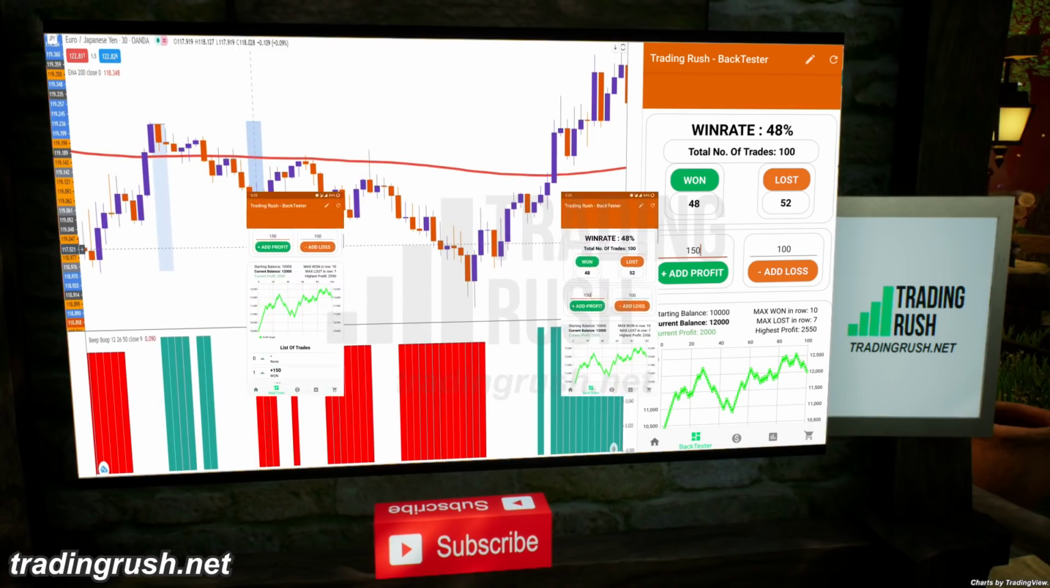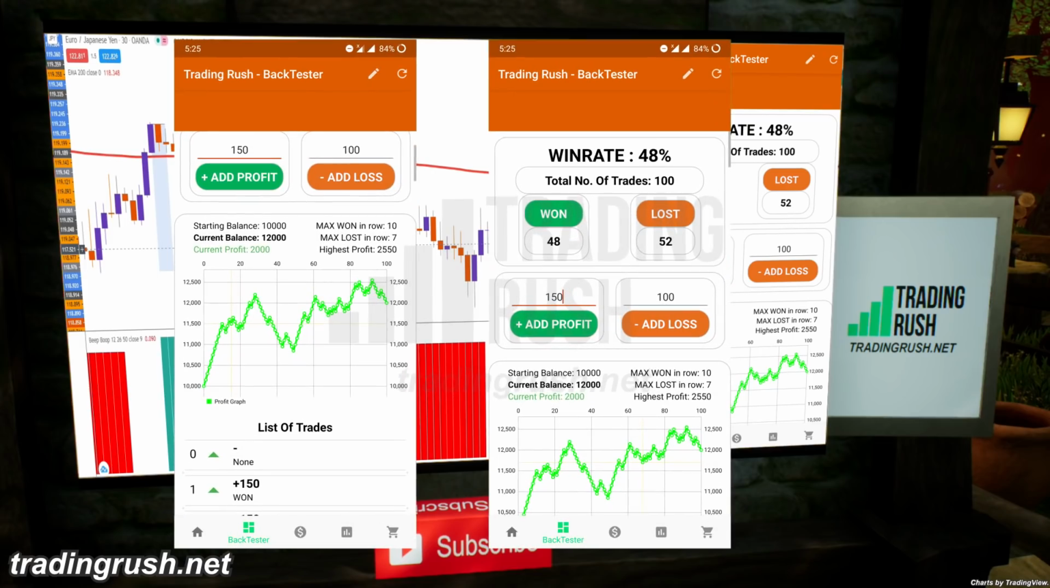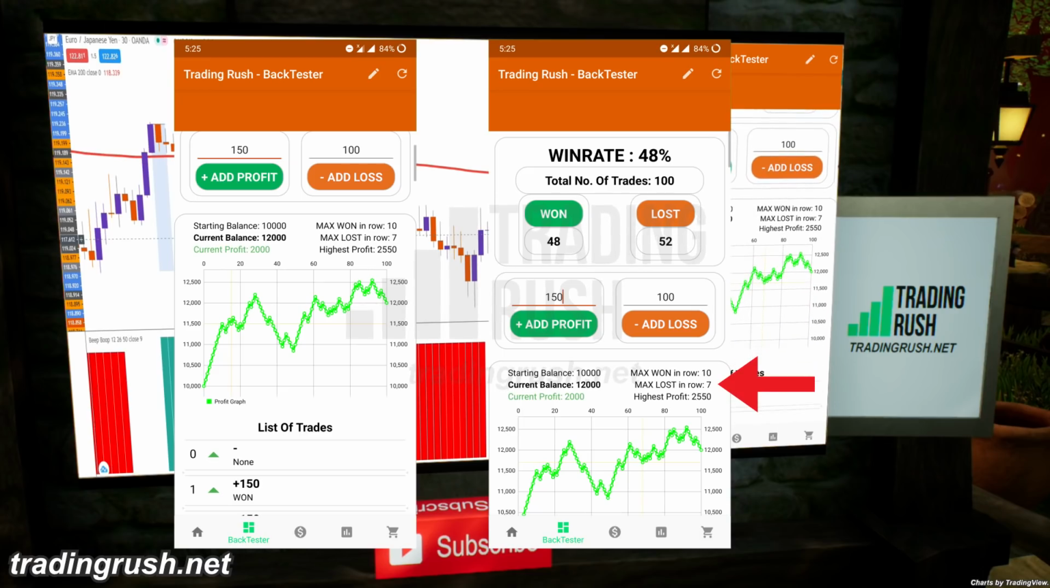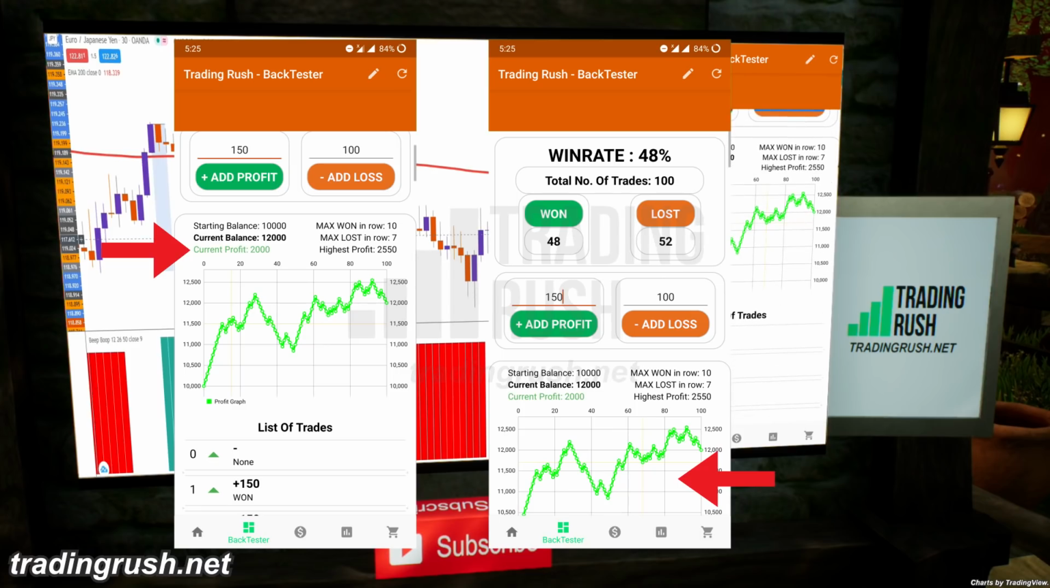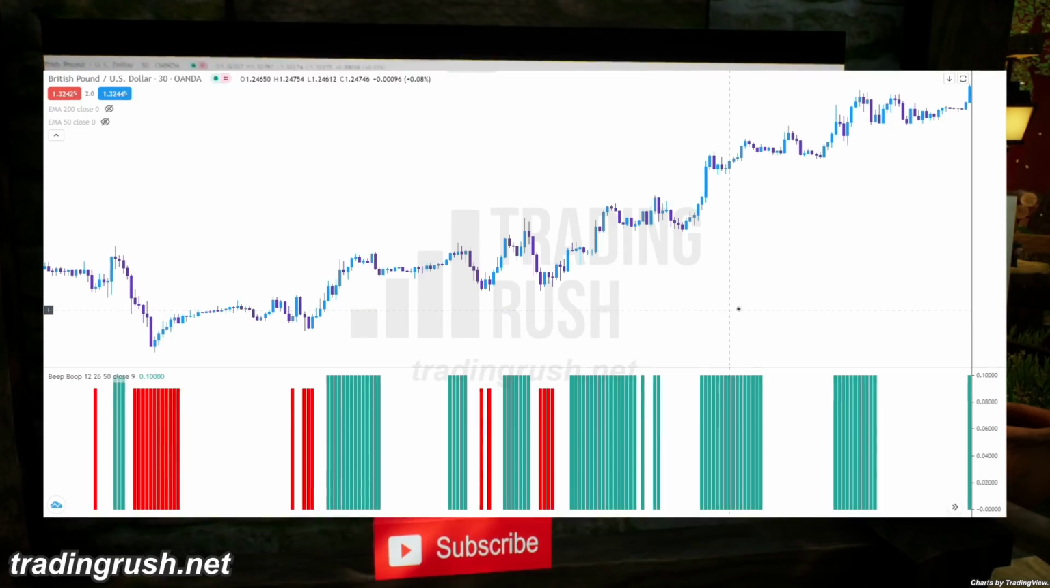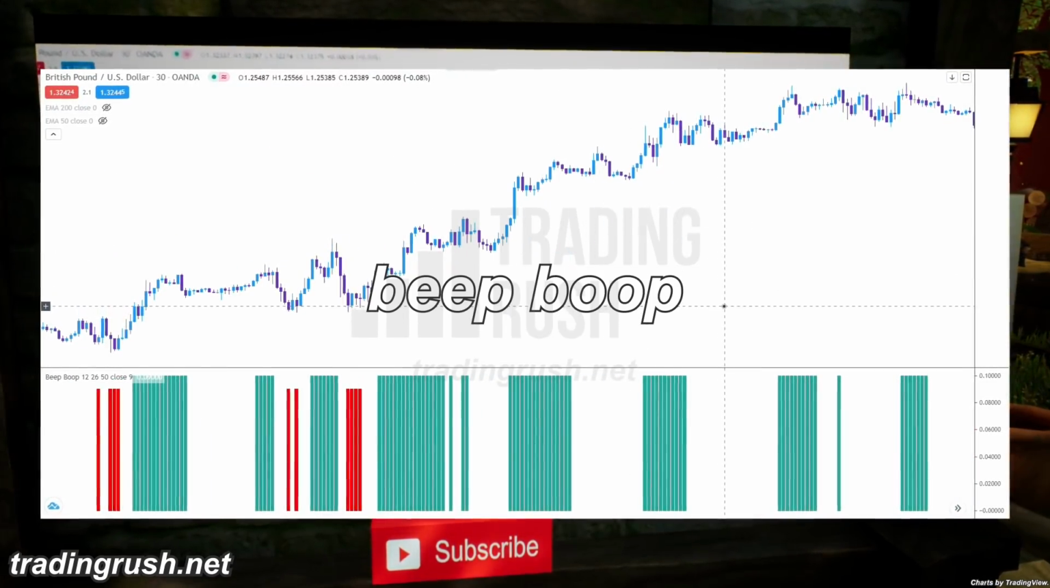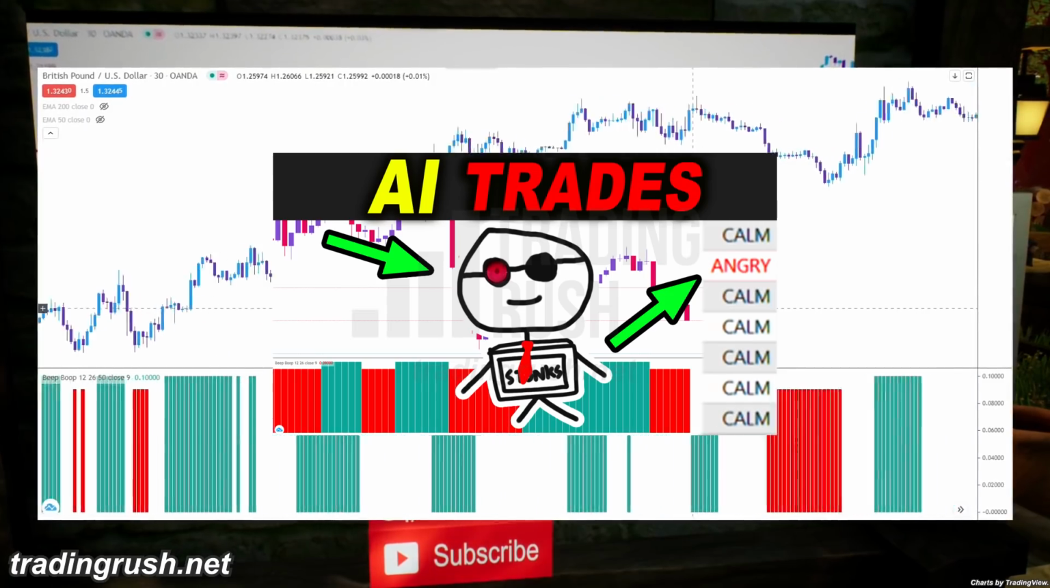So after testing the Beep Boop indicator 100 times, I got an approximate win rate of 48% with a reward risk ratio of 1.5 to 1, which is pretty good. It gave 10 winners in a row when the price was trending in one direction for a long time. And it gave 7 losers in a row when the price was changing the trend direction or was in a range. But as you can see in the Trading Rush app, during the backtest, it managed to make a profit of $2,000.